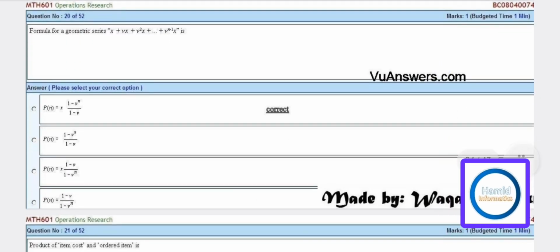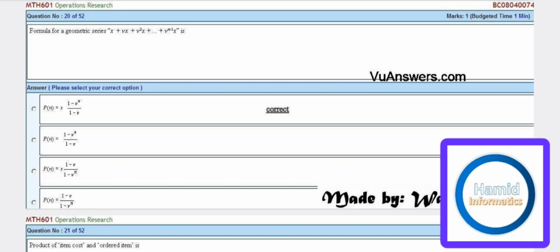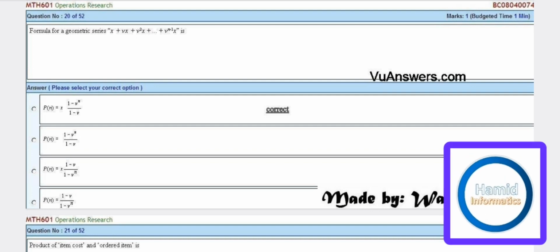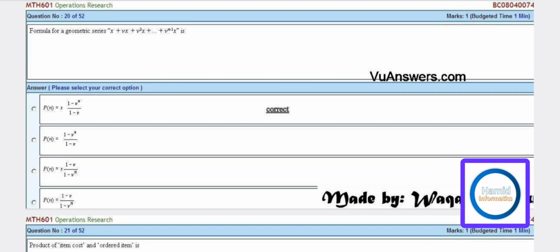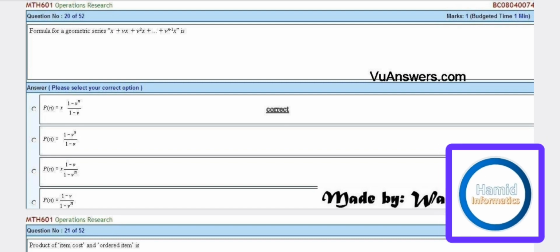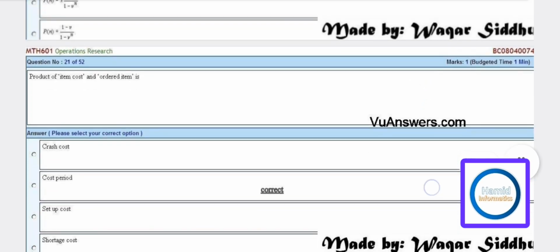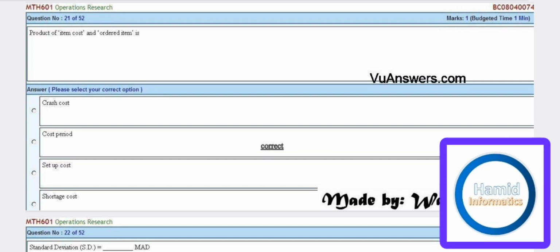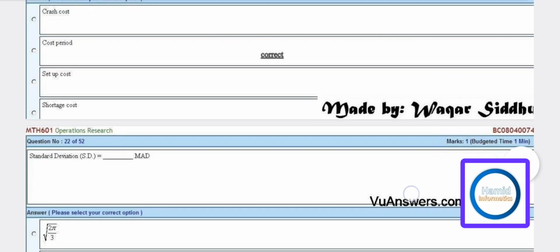Next question is the formula for a geometric series x plus xv plus v square x plus dot dot dot plus v power n minus 1 x, and the answer is P of n equal to x into (1 minus v power n) over (1 minus v). Product of item cost and ordered item is, answer is cost period.